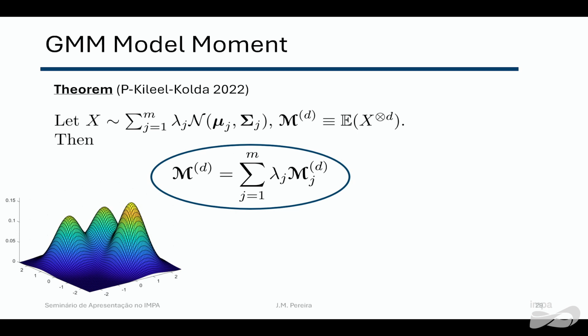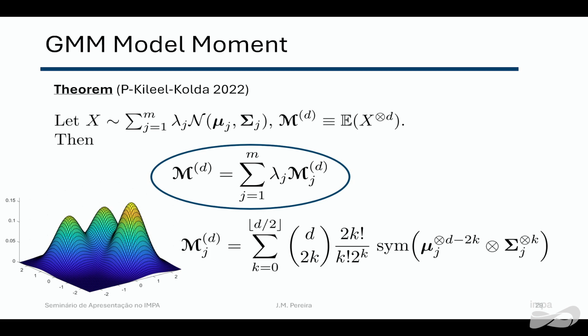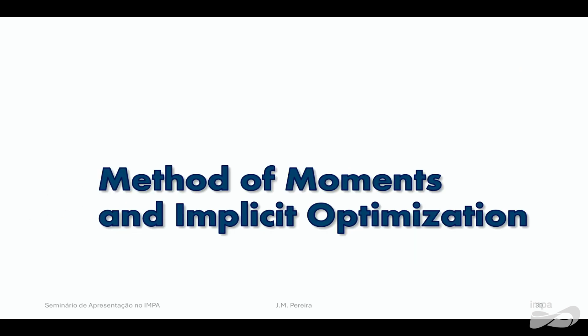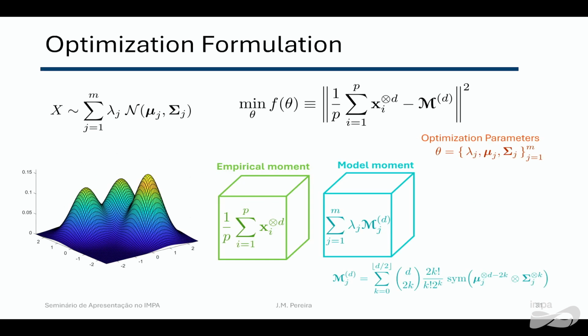So it's just a linear combination of lambda j times the nj's, and this is the formula for the moment. So we already have a formula for the moment of order d. What we could do already would be to optimize using this formula. We have the empirical moment on one side and this model moment on the other side, so we could do that, like I explained here. But there's a problem.